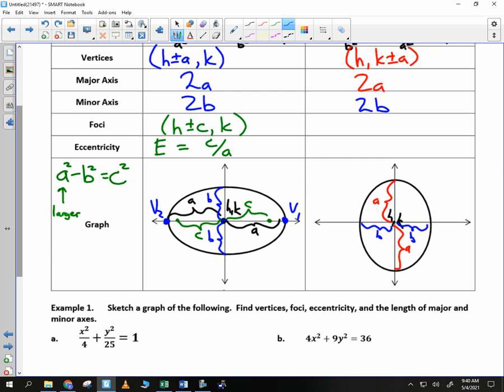And the foci stay the same. They are c units from the center, just like before. It's just that now they're stretched vertically. So we've got h, we've got k plus or minus c, and then your eccentricity is still c divided by a.